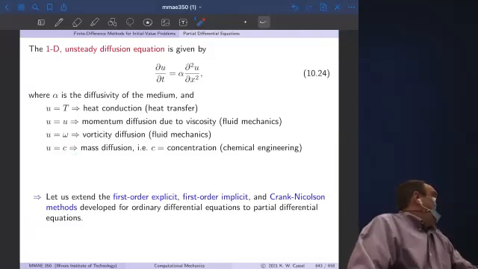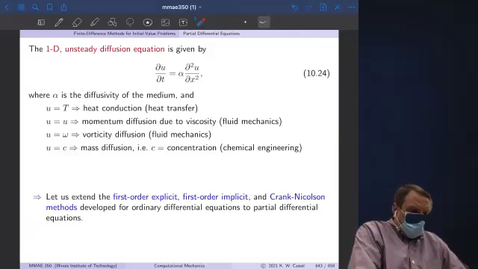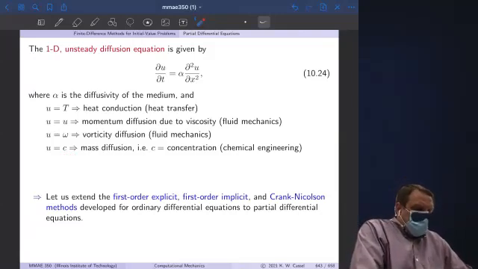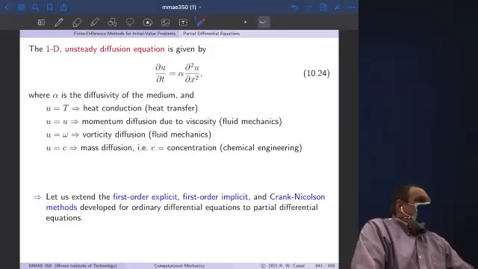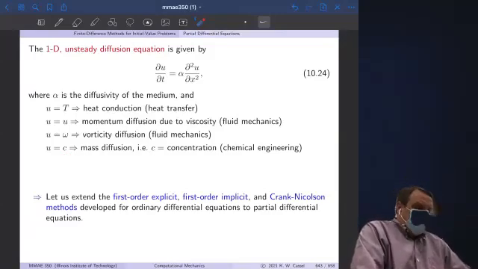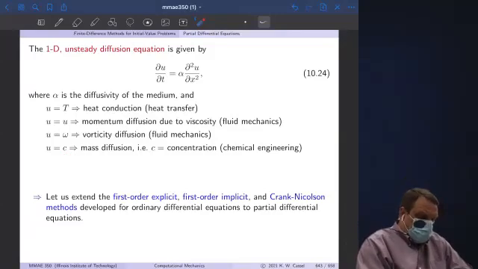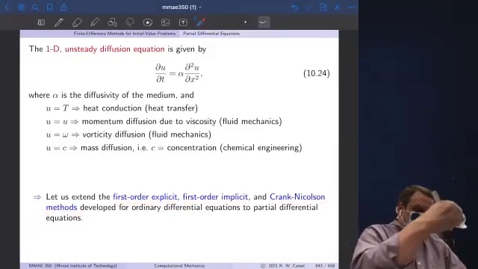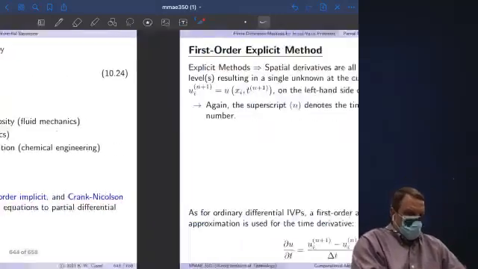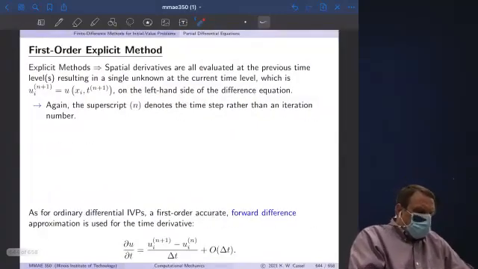So this equation in particular pops up all over the place. And it's just something is being diffused, whether it's temperature or heat, whether it's momentum, whether it's concentration of something, it's being diffused is the idea. So we're going to go back and revisit each of our three methods: first order explicit, first order implicit, and Crank-Nicolson, but now applied to a PDE instead of an ODE. All right, so the first order explicit method.